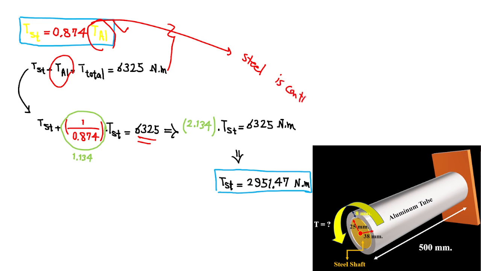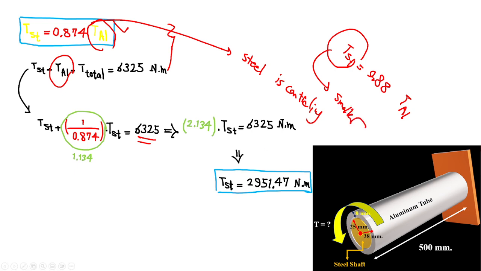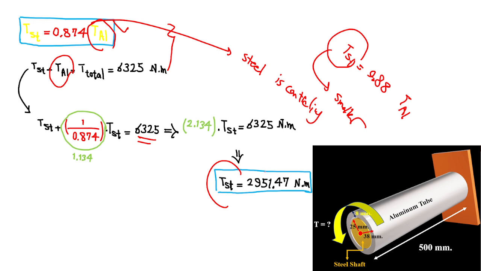And at the same time, from this equation, steel is controlling. Why is that? Because the share of steel in torsion is almost 87% of T of aluminum. So T steel is smaller. The smaller T is the controlling part, because if you take the larger number for the controlling part, the maximum stress in the first bond exceeds the allowable acceptable stress. So that's why we know that the steel is controlling, and it gives us a numeric value for steel of 2951.7 Newton meters.